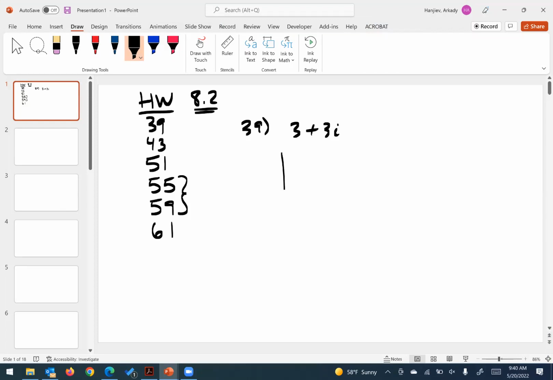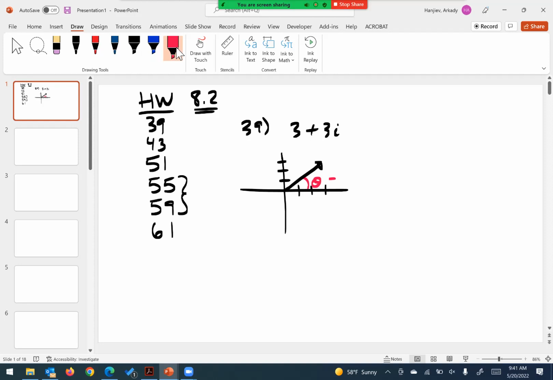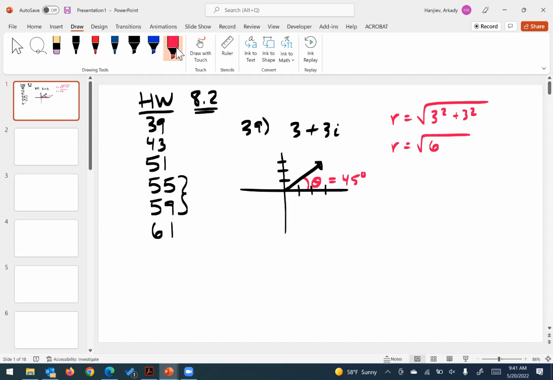So if I'm going to sketch the graph real quick here, this one should be pretty easy. In fact, I think we can probably even do it without having to do all the work. If you go sideways 3 and up 3, what degree angle is that? Yeah, it's 45 degrees. I know that right away. So the only thing I really need to find is the R value, which is 3 squared plus 3 squared. So 9, sorry, 18.